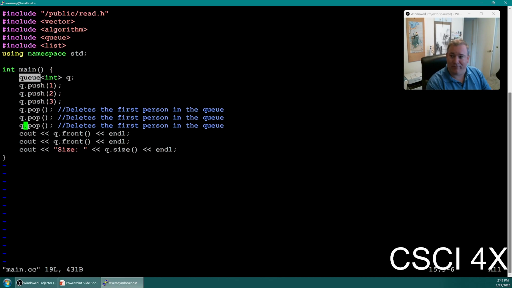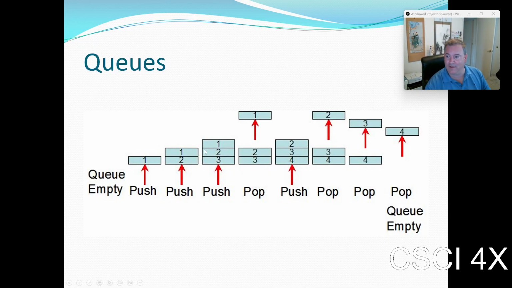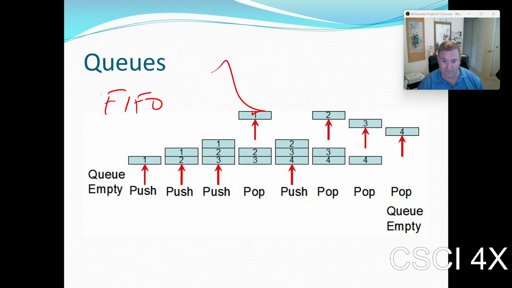Okay, so that's a queue. Now, a queue, again, is called FIFO. It's the first in, first out principle. So do you guys see how that works? The first person to join the line at the bank is the first person to get called forward. Makes sense, right? You'll see FIFO used in computer science terminology all the time.